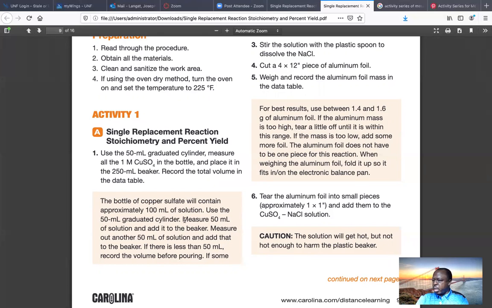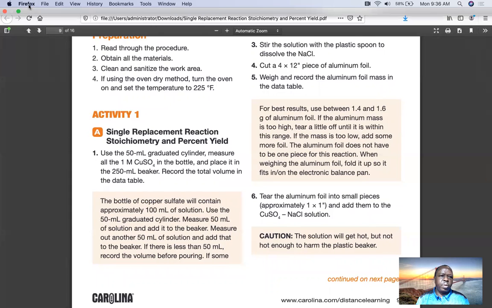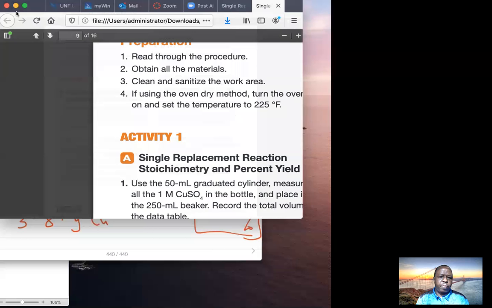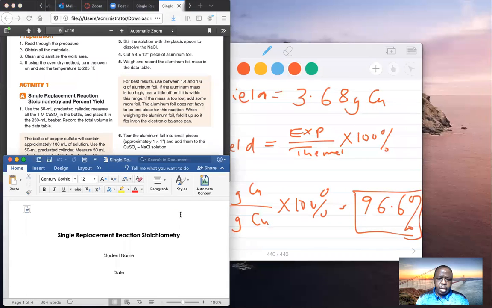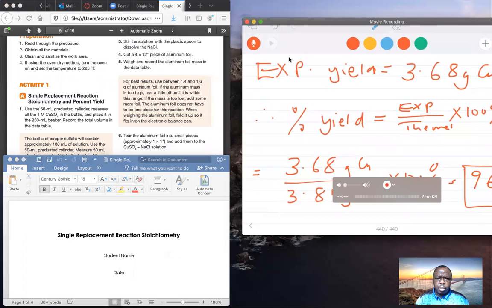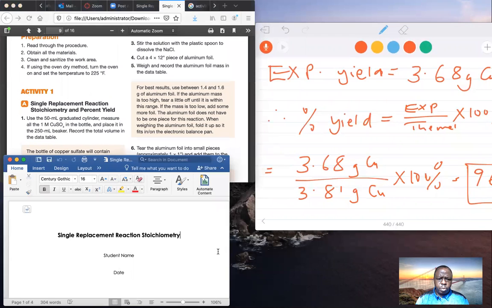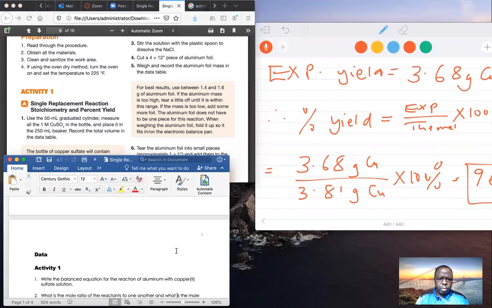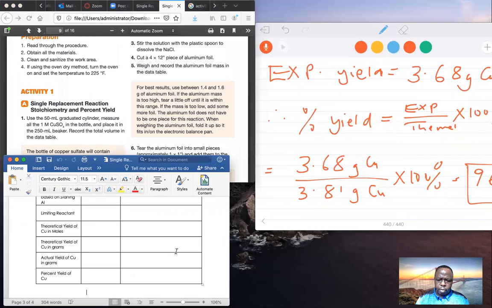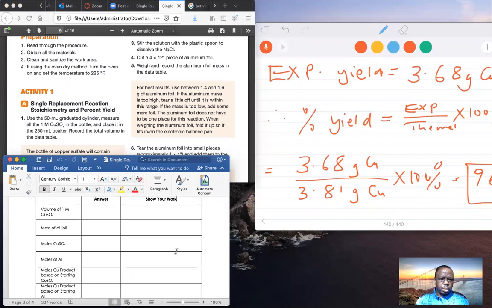You have the meniscus at 50 ml twice. If the second portion does not add up to 50 ml, just record the total volume of copper 2 sulfate. That is what you will put in your data sheet. All right, in the data sheet, you will have the volume of copper 2 sulfate. Let's see how you will put it there. Copper 2 sulfate. This is where you need to put in volume.